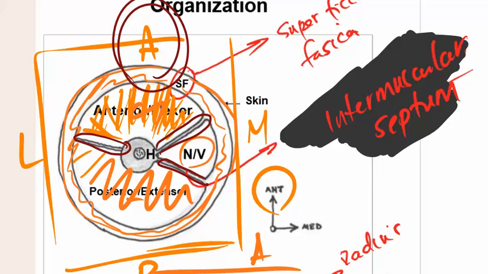So if you're looking at my hand right here, the muscles that are anterior are going to be my flexors. For example, I could use the biceps and flex, or I could use the triceps and extend. So you would have the flexors on the top, or anterior, and then the extensors on the back of your hand. So these would be your flexors.